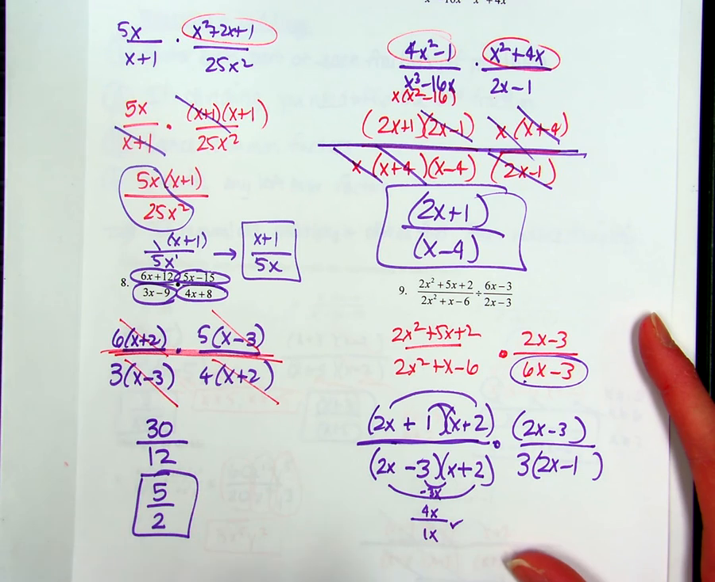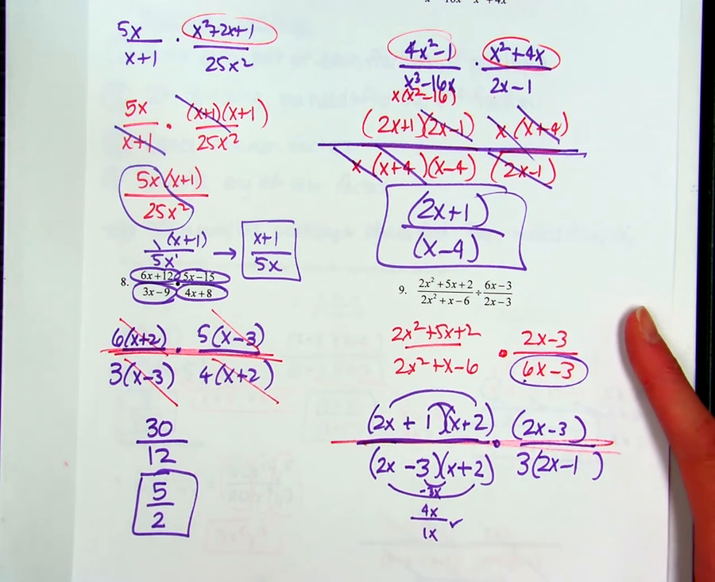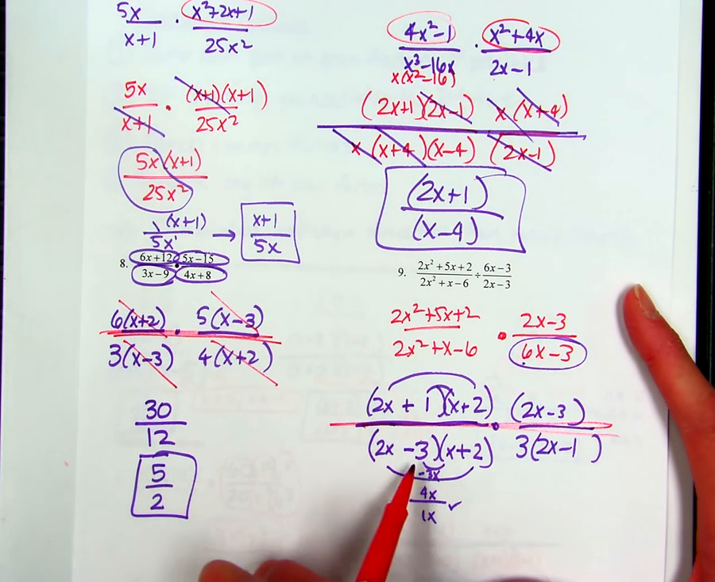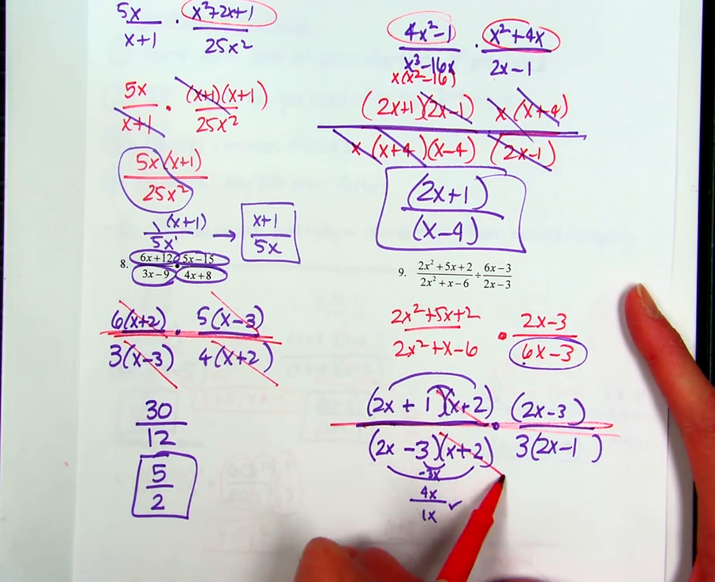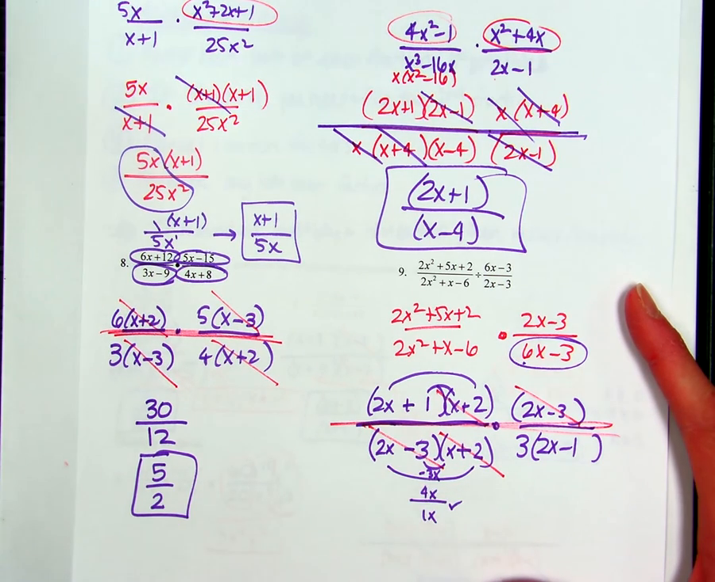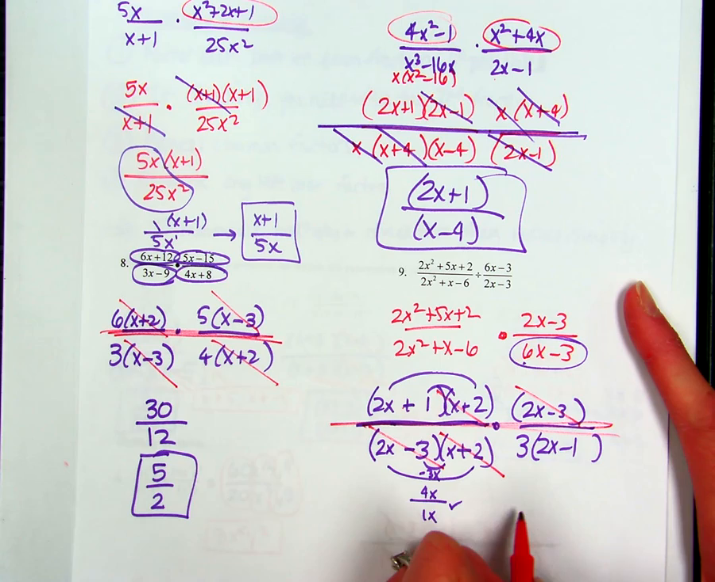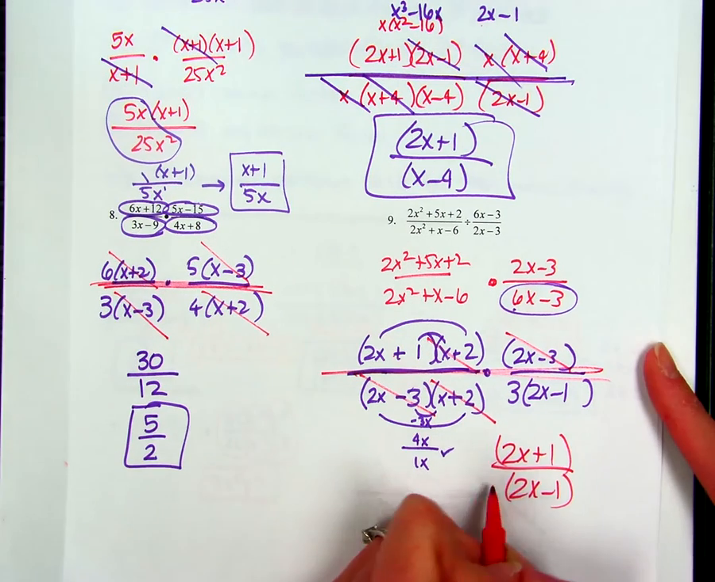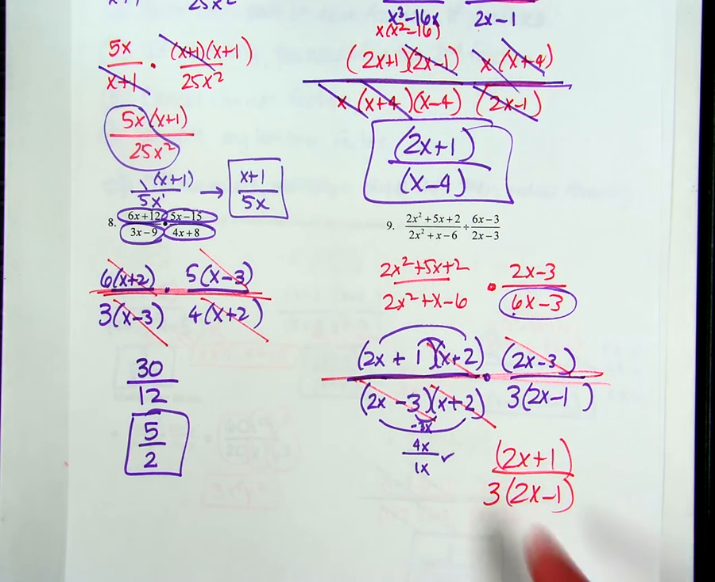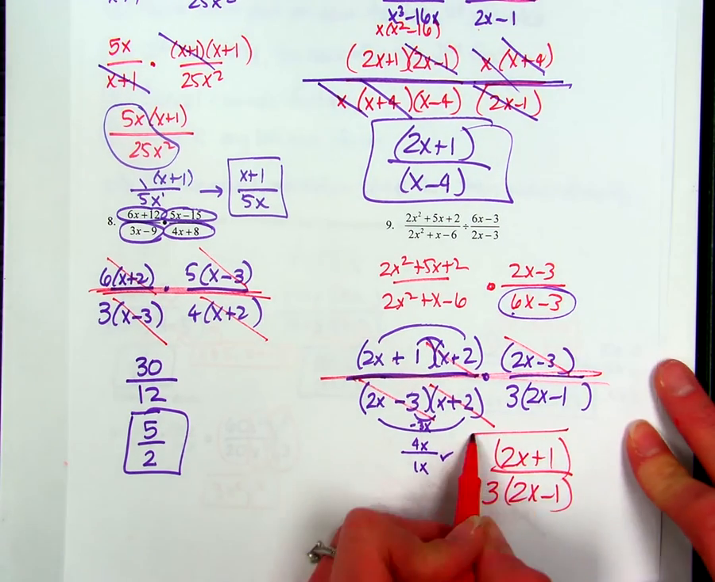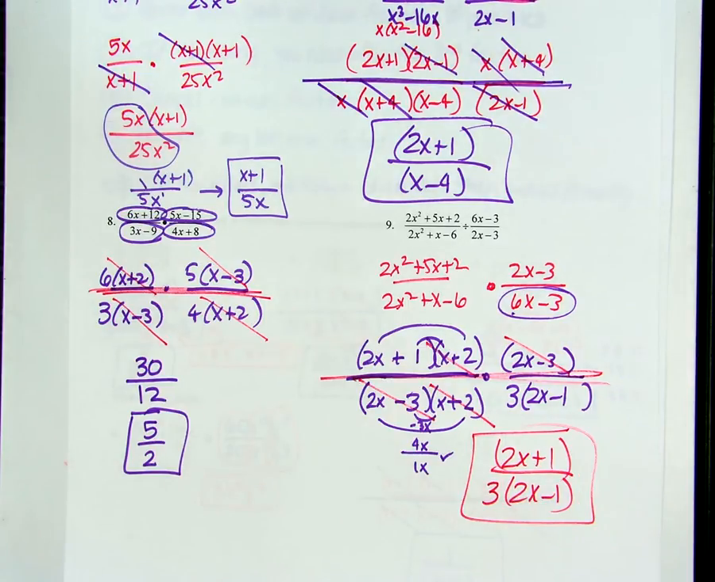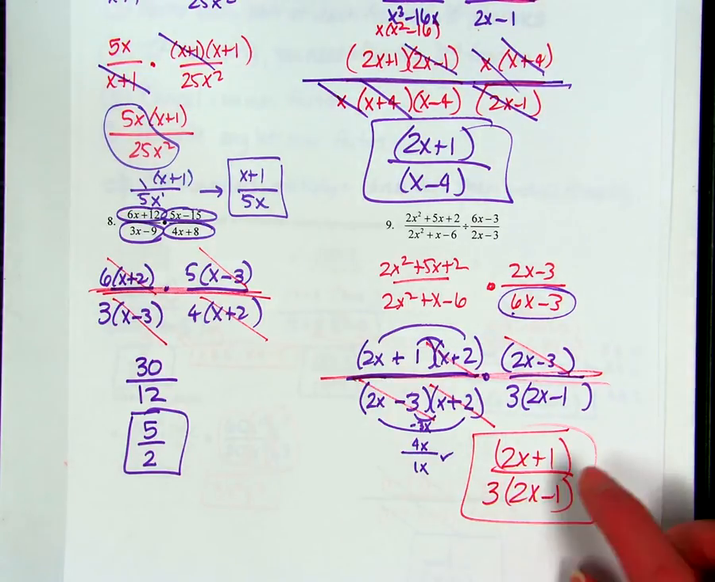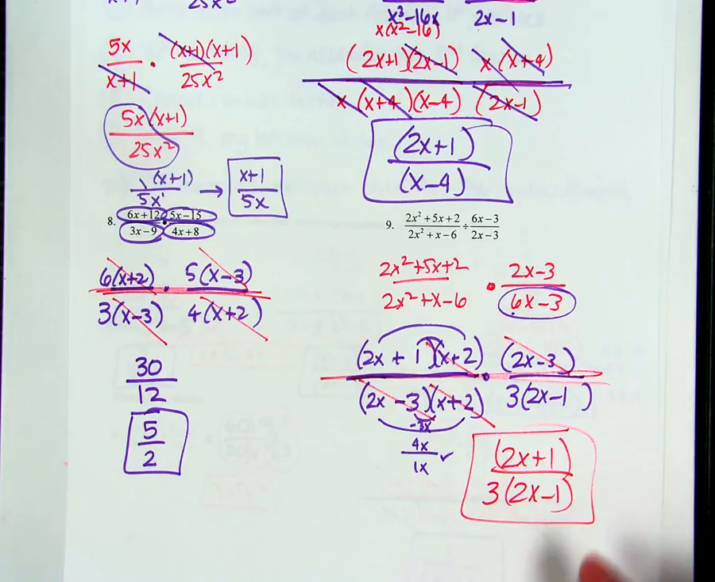All right, so now I'm going to look at my entire fraction. Anything on the top that's exactly the same as anything on the bottom can cancel. Notice that 2x plus 1 does not cancel with 2x minus 1 because those are slightly different. And then the last thing is there's a 3 right there, so that needs to stay. So here's your final solution. You've got 2x plus 1 over 3 times the quantity 2x minus 1. And you're all done.